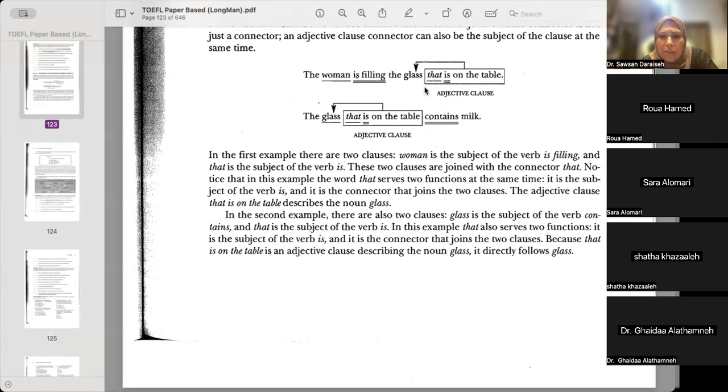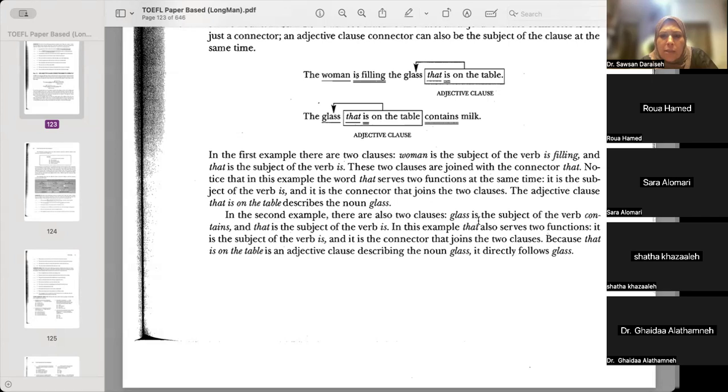The adjective clause, this is called an adjective clause. We know that, huh? That is on the table describes the noun, the glass. So this adjective clause, what is its role? What is its job? It is here to describe the glass, okay? All right, let's move on to the second example.